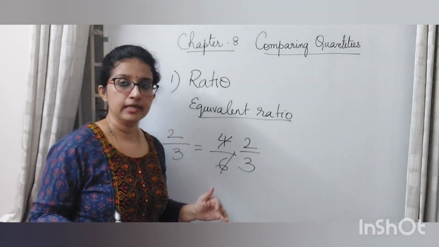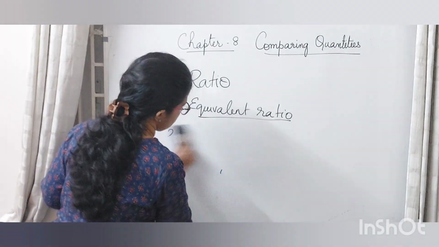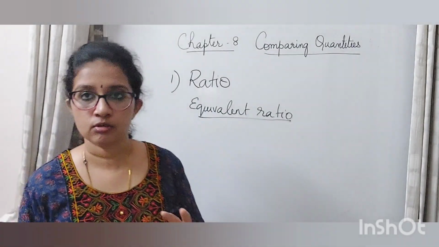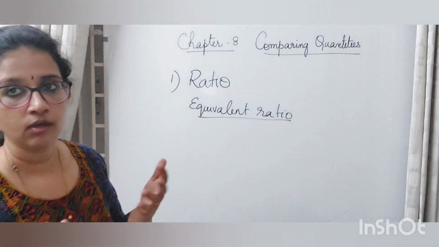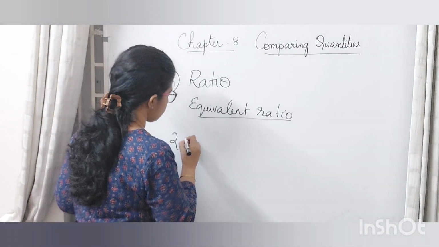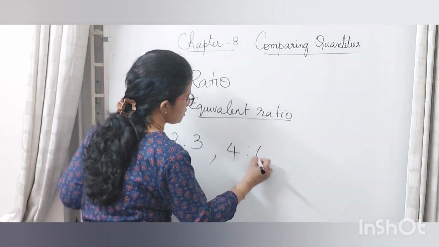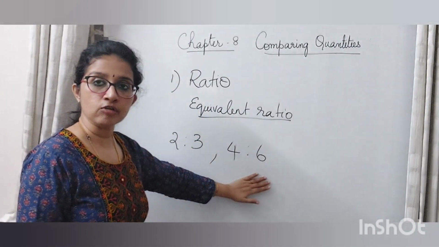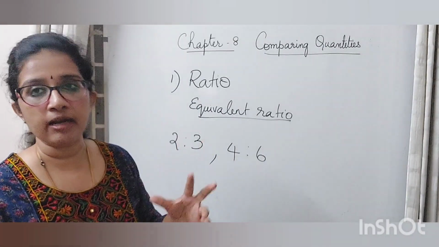Similarly, equivalent ratios are also the same. So let's see what equivalent ratios are. If we take the same example, they would have given two ratios, and they will ask whether these two ratios are equivalent or not. For example, 2 is to 3 and 4 is to 6. So these two ratios are given. We have to find whether these two are equivalent or not.